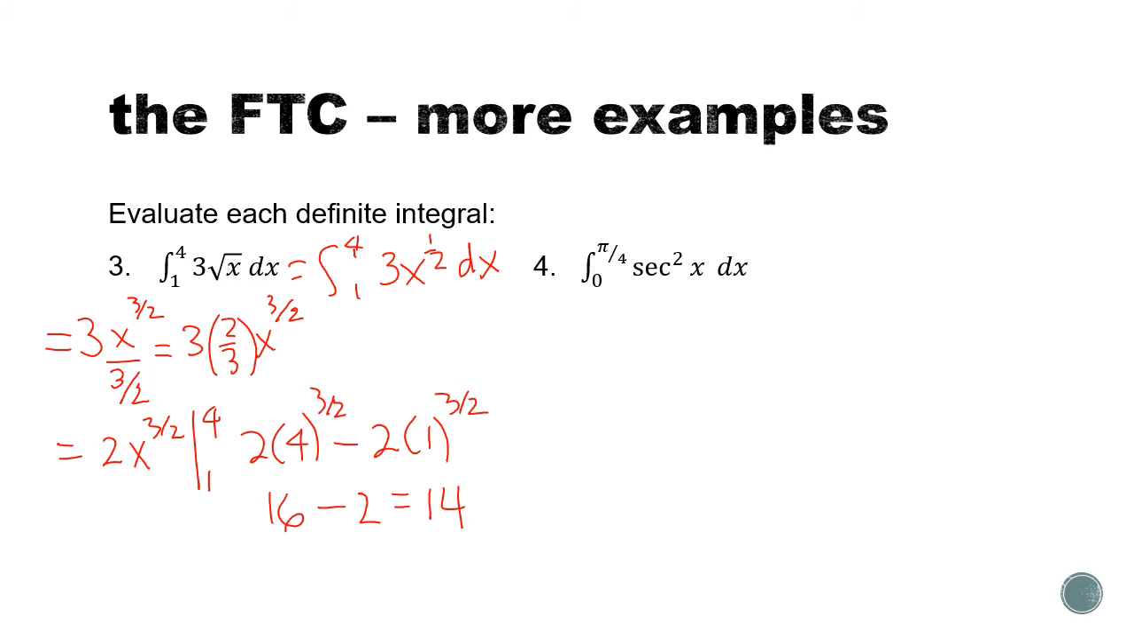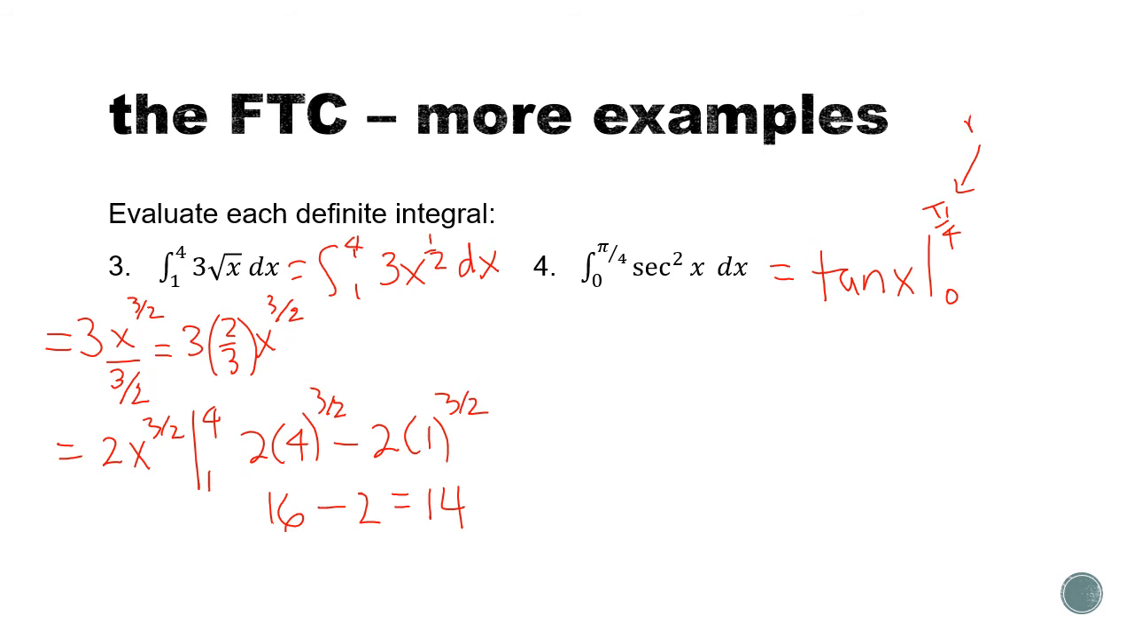Now number 4, we have some trig. We haven't done a whole lot of trig. If I give you a trig problem, I will make sure that I have a little table for you to refer to so you can see what the antiderivative is. The derivative of tangent is secant squared, so the antiderivative of secant squared is tangent. So this turns out to be tangent of x from 0 to pi over 4.